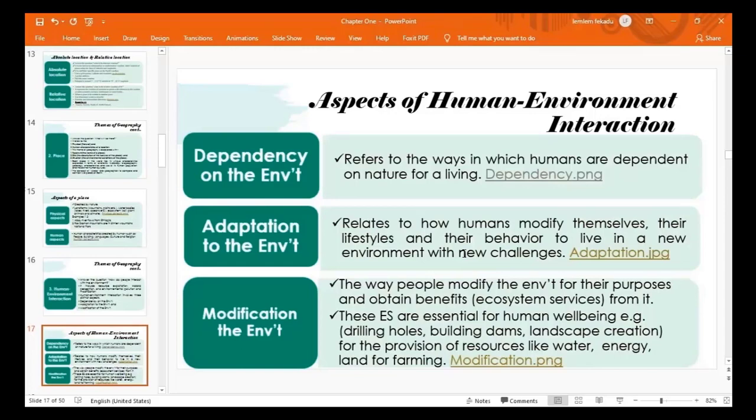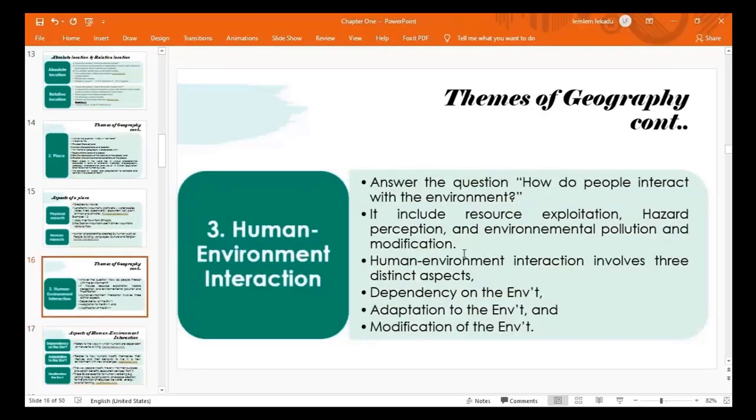whereas modification is the way people modify the environment positively or negatively for their purpose and obtain benefits from the ecosystem. These ecosystems are essential for human well-being. Examples are drilling holes for the provision of water, building dams for the provision of energy, and landscape creation for land for farming. So this is all known as modification of the environment.